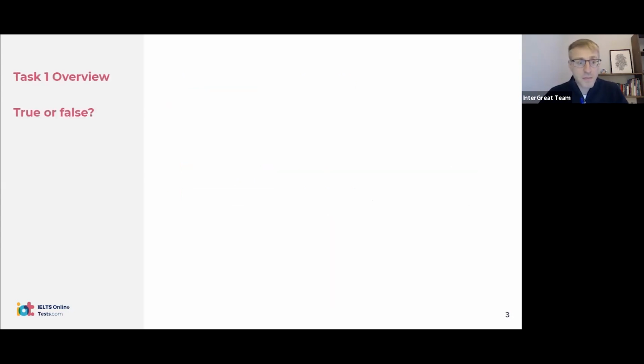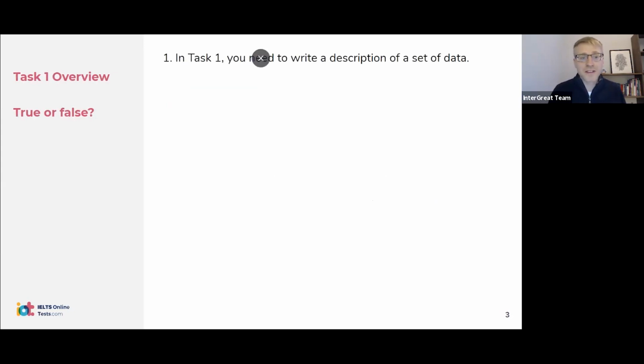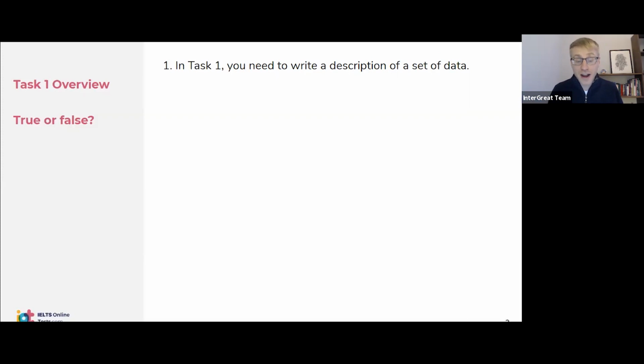I think before we dive in, I want to just do a quick overview, especially since it's the beginning of the year, on task one. Like what do you have to do for academic writing task one? So I've got a quick true or false activity.